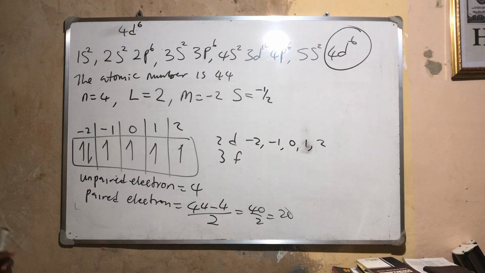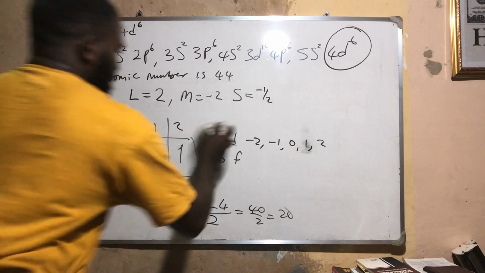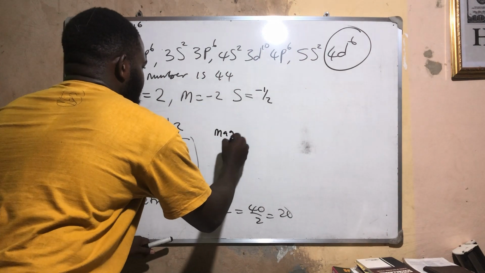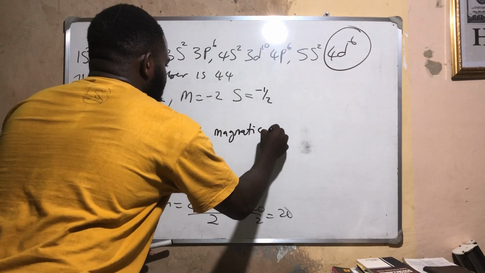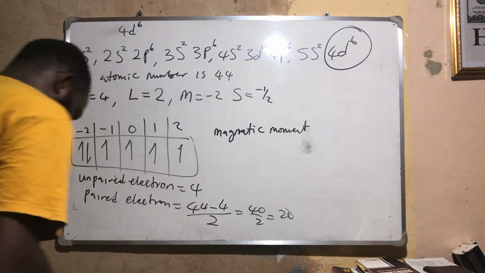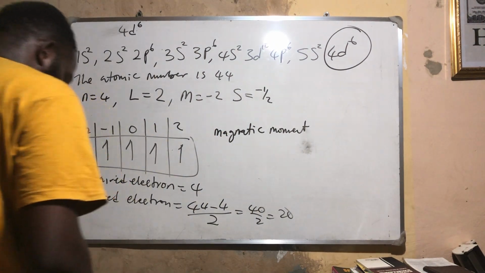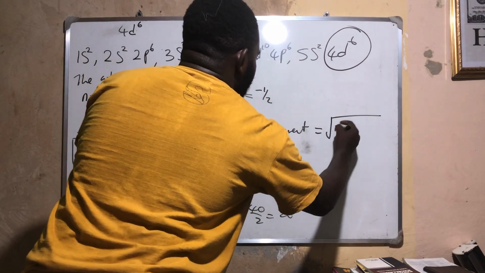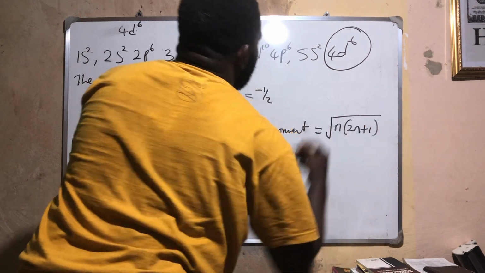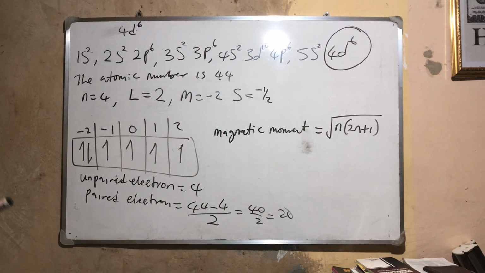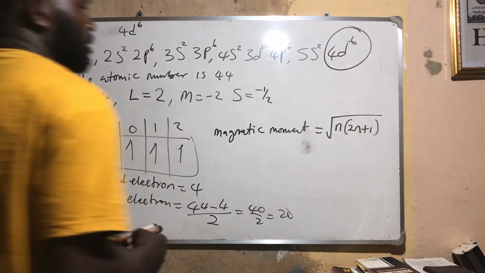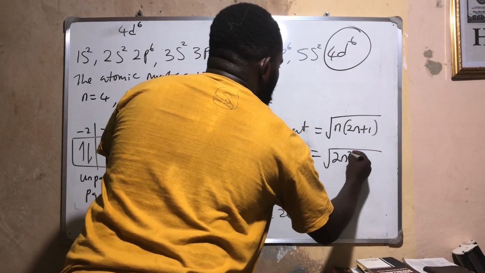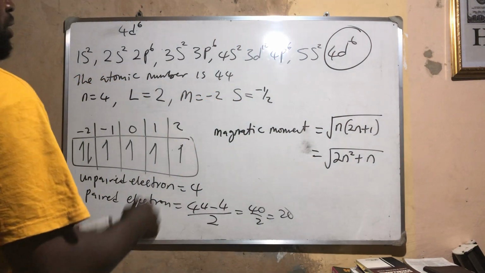So the next thing is the magnetic moment. It has a formula. The magnetic moment is gotten from a formula: the square root of n in bracket of 2n plus 1. Please don't forget this formula. Or you say the square root of 2n squared plus n. Anyone you like. Some people use, by clearing the bracket, 2n squared plus n. You will still get the same answer.